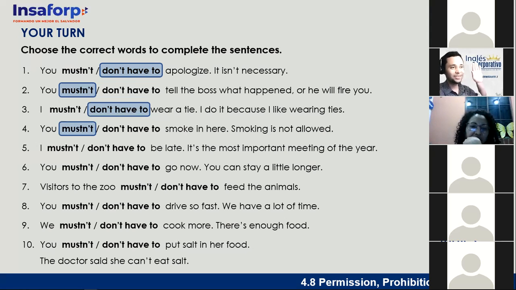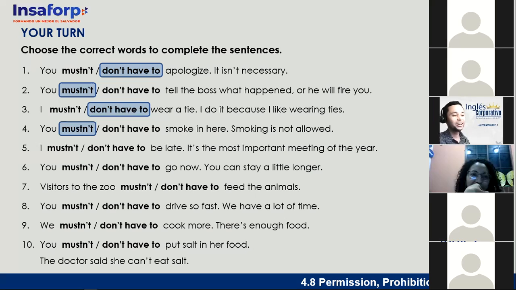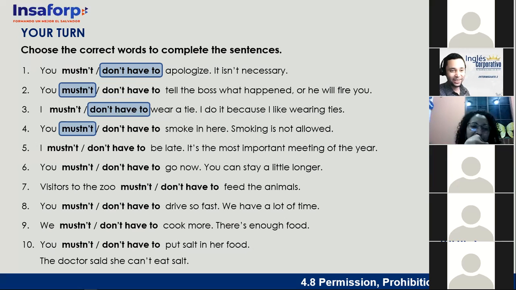No le vaya a cansar la manita ahí, Maria. Tiene la manita levantada. Okay, Zulma. Number five. Okay. I mustn't be late. It's the most important meeting of the year. Correct. I mustn't be late. It's the most important meeting of the year. Very good. Thank you, Zulma.